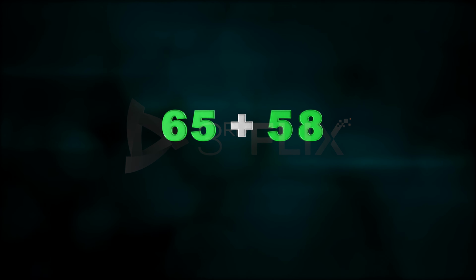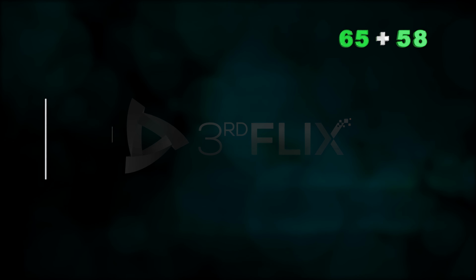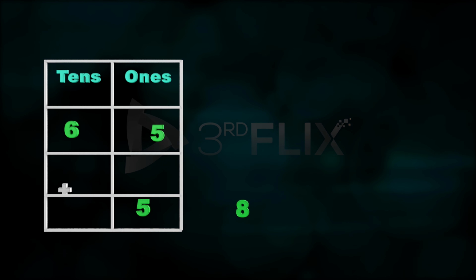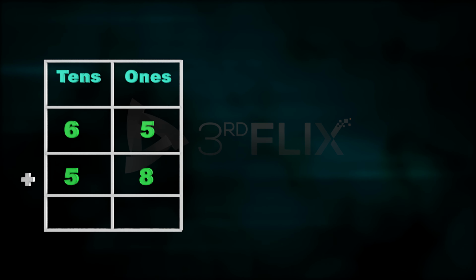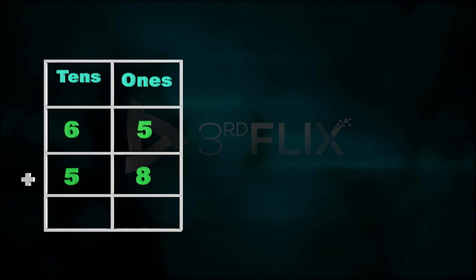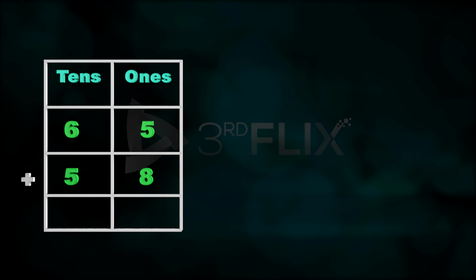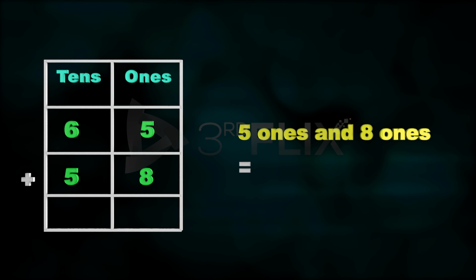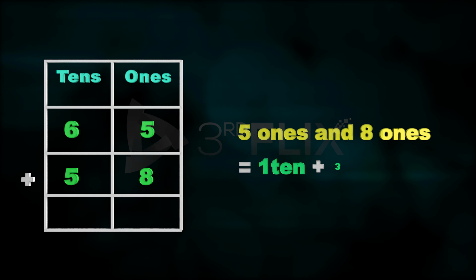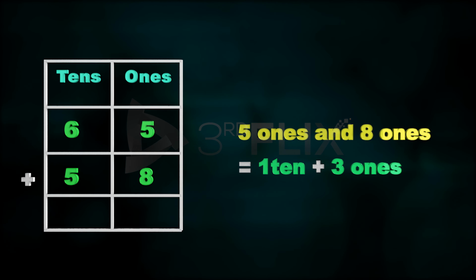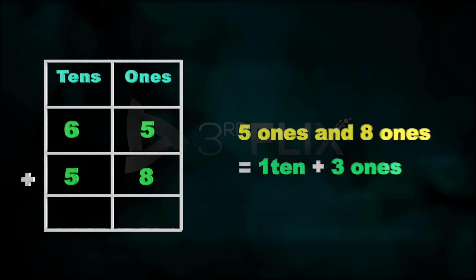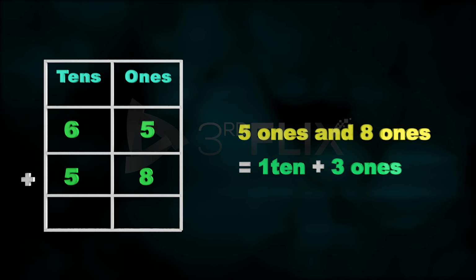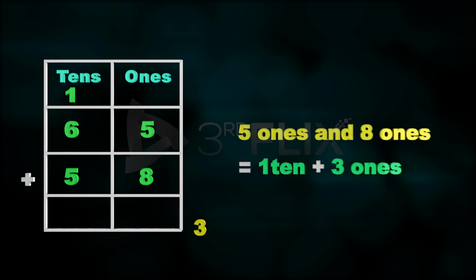65 plus 58. First arrange the numbers one below the other in the place value table. Now, add the digits in the ones place. Here, 5 ones and 8 ones is equal to 1 ten plus 3 ones. If the sum of the digits in the ones place is 10 or more, carry over the tens to the tens place and write 3 in the ones column.